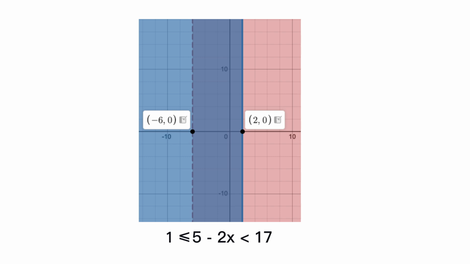We solve this simultaneously, but you can also just look at it by looking at either side. If we look at the left side, we have 1 is smaller or equal to 5 minus 2x, and we solve and we get x smaller or equal to 2. Then we do the same procedure on the right side and we get x is bigger only than -6. What we see is it forms this kind of enclosed region when we have these two inequalities. It means that x is going to be between -6 excluded and 2 included.